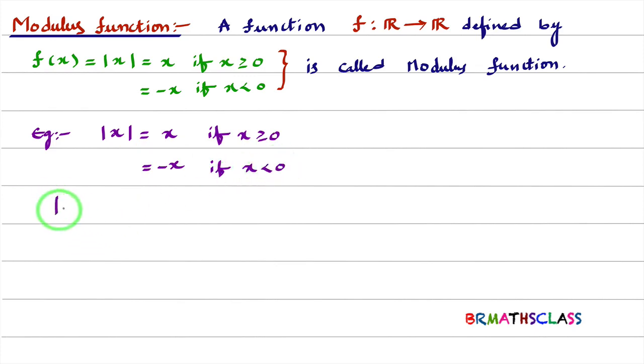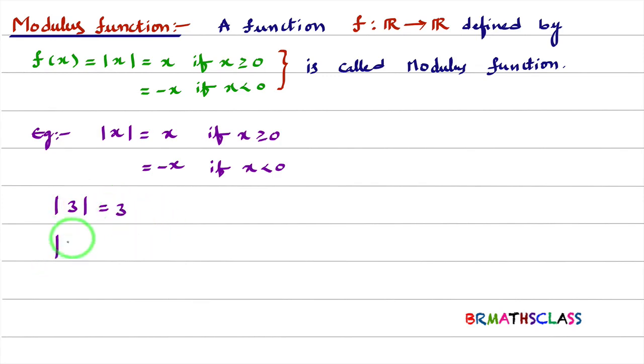Here I'll take modulus of 3. You observe the expression here: is 3 greater than 0 or less than 0? 3 is greater than 0. So it comes to the first case. So modulus of x will become what? Modulus of x will become x. So as 3 is a positive number, modulus of 3 is 3 only.